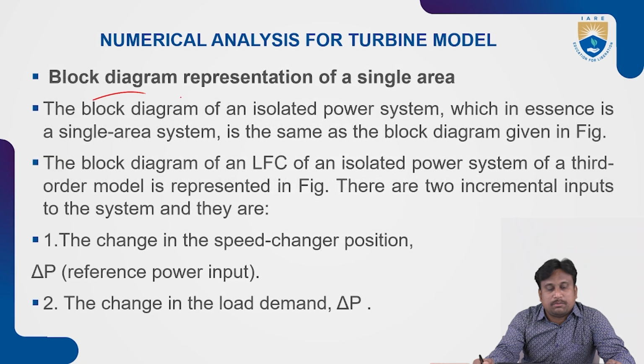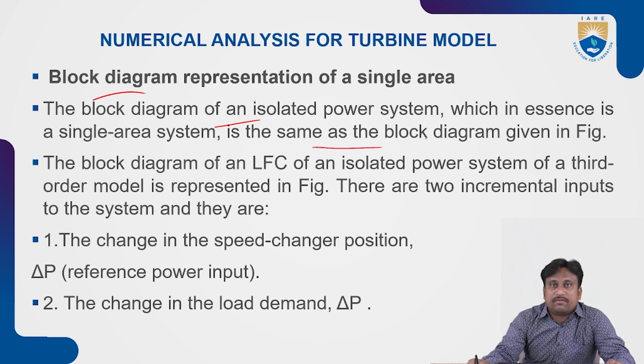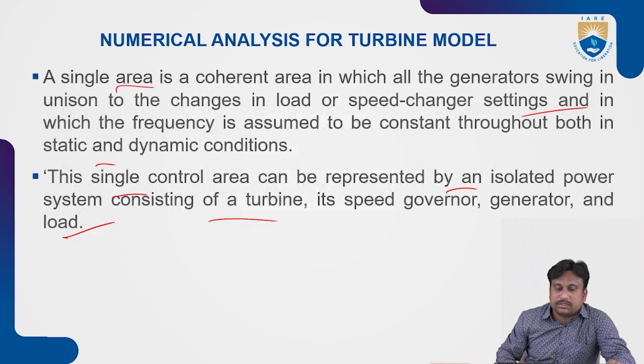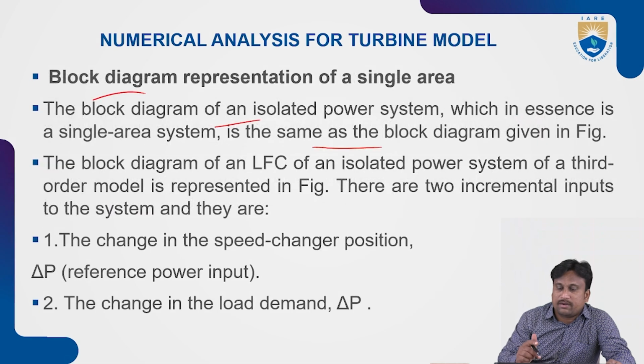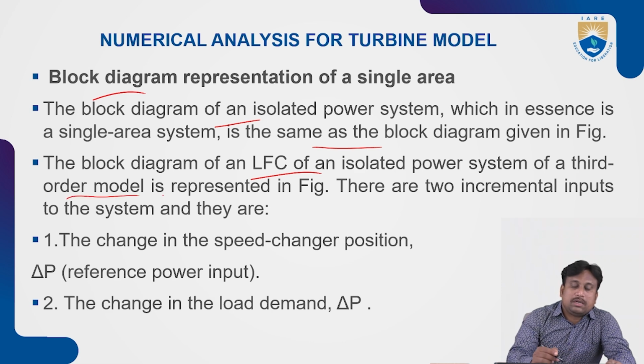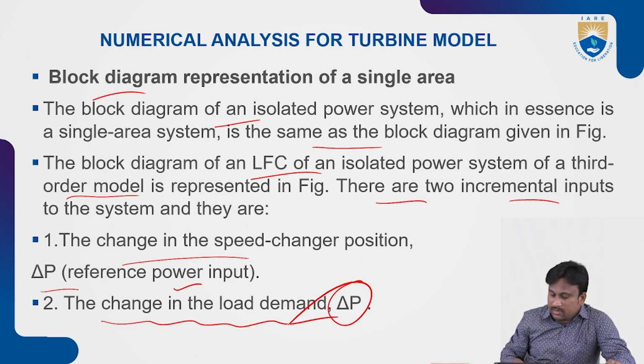So here it describes the block diagram representation of the single area. The block diagram of the isolated power system network will be treated as the essence of the single area system. That means it is the same as the block diagram we earlier saw here, like this. And this is usually treated as the block diagram of LFC of an isolated power system network of third order model. So there are two incremental inputs to the system. They are the change in the speed changer position, delta PC, as reference power input, and the second one is the change in the load demand, that is represented with delta PD.